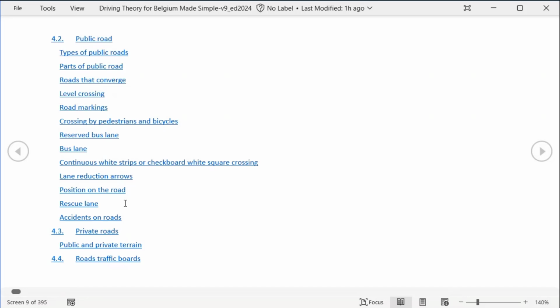There is a rescue lane. We will talk about this. So what is a rescue lane? How do you form a rescue lane? Is that a permanent lane or is that something else? These are the things we will talk about regarding the rescue lane. And then we will talk about accidents on the road.